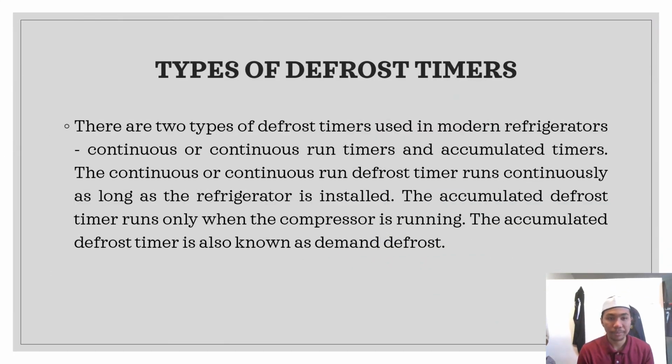Types of defrost timer. There are two types of defrost timer used in modern refrigerators: continuous run timers and accumulate timers. The continuous run defrost timer runs continuously as long as the refrigerator is installed. The accumulate defrost timer runs only when the compressor is running. The accumulator defrost timer is also known as demand defrost.